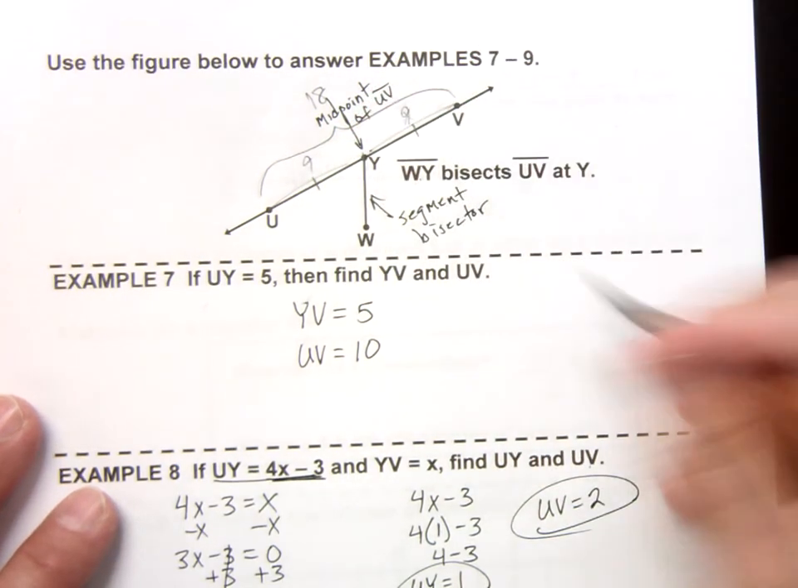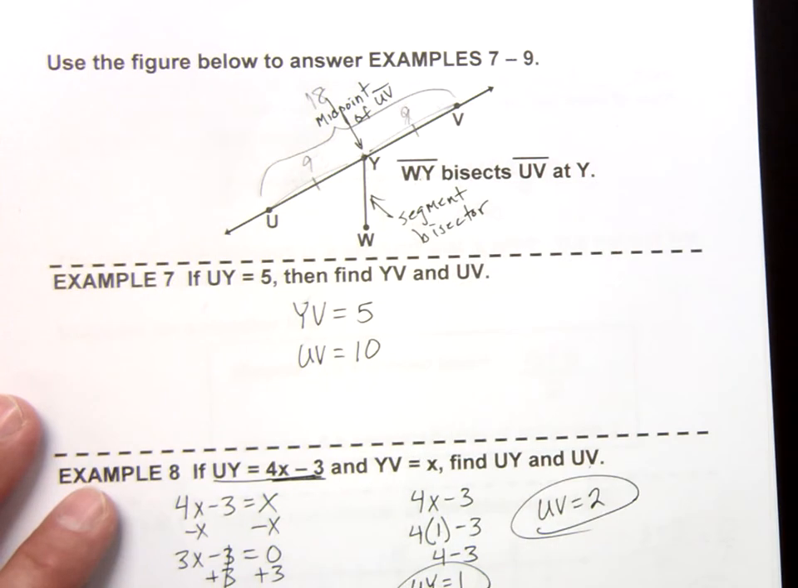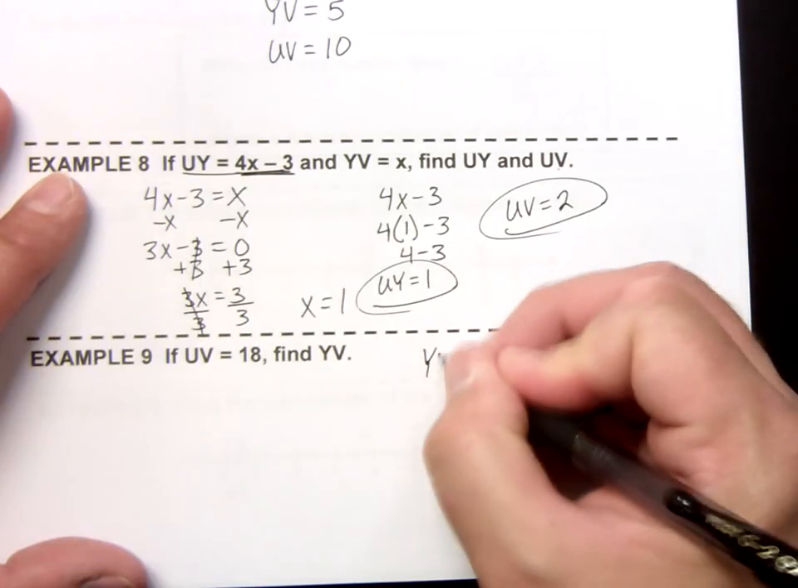So the distance from Y to V is equal to 9, half of that 18.